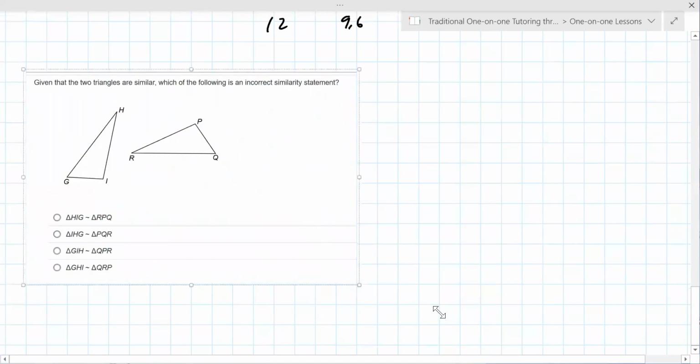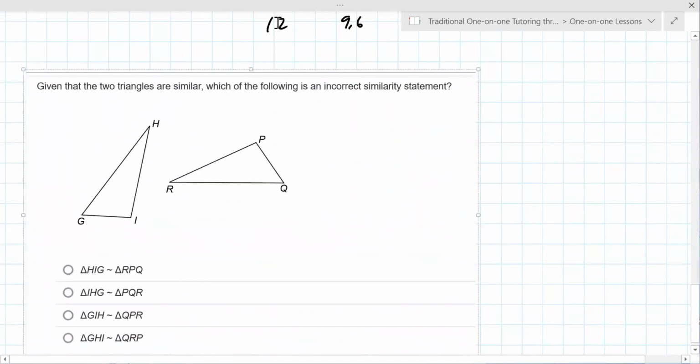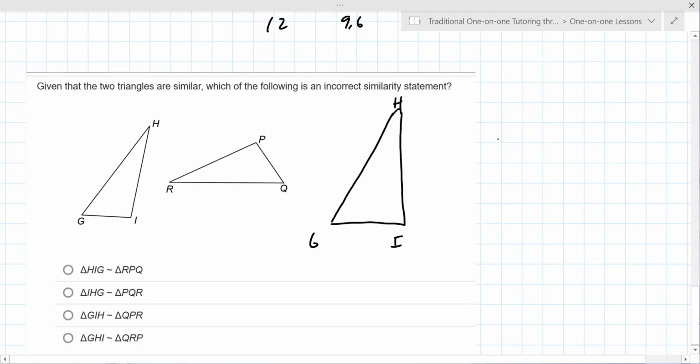Okay, now in this problem, it says given that the two triangles are similar. So we know that they're similar. One of the things I think is frustrating here is they don't tell you the orientation. So I'm just going to make a guess that this is GIH, and then it's R. I see this as QPR. Yeah, that's what I see as well.